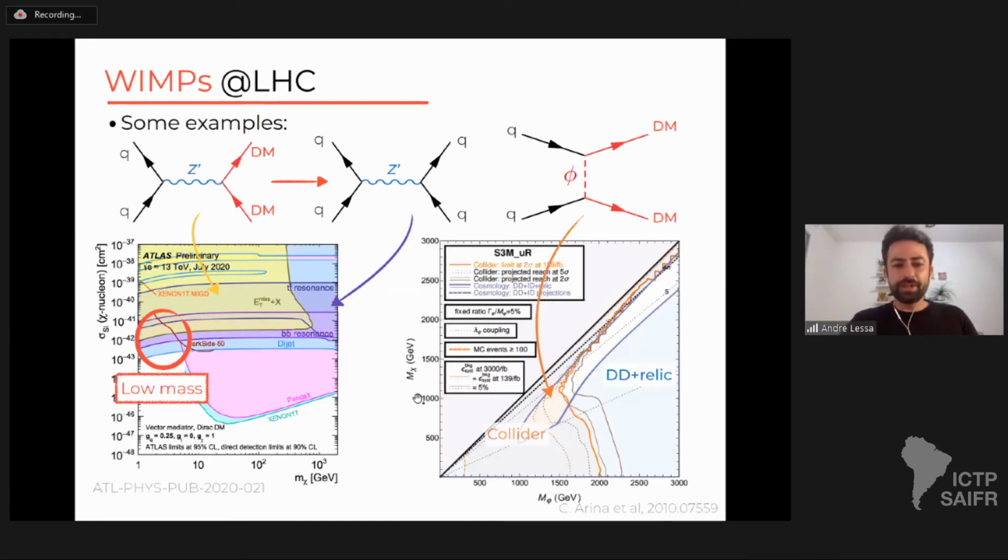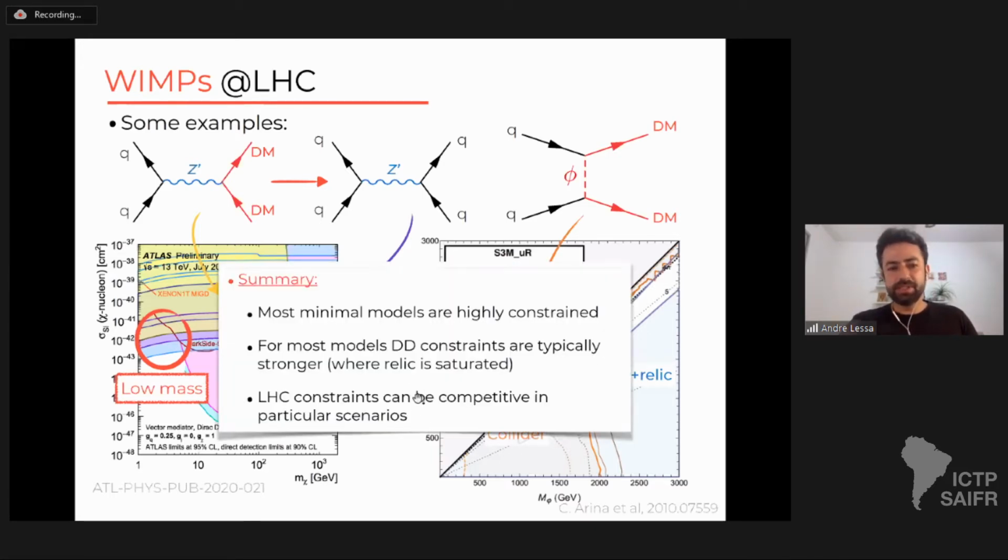So the main point I want to make here is that these minimal models are highly constrained, typically by direct detection first and colliders second. So the direct detection searches are typically stronger for looking for these models. The collider searches or LHC constraints can also be competitive, but in some corners of parameter space. In most cases, it's not the main player for testing these scenarios.